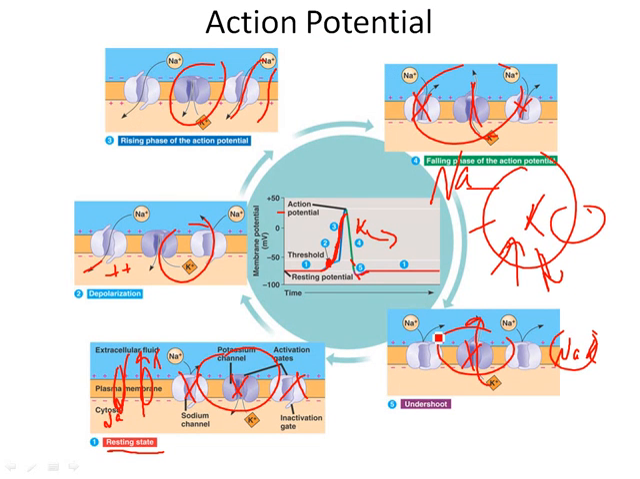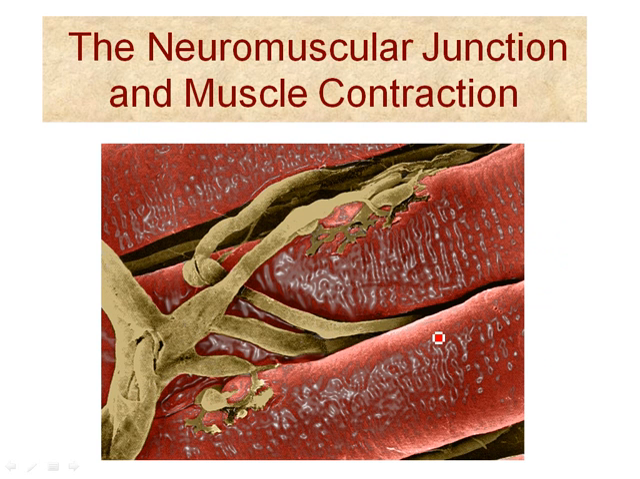Now the next thing you're going to learn about is the neuromuscular junction, and this is where the neuron and the muscle come together, and how you're able to get that signal from the neuron to the muscle and actually have a muscle contract.